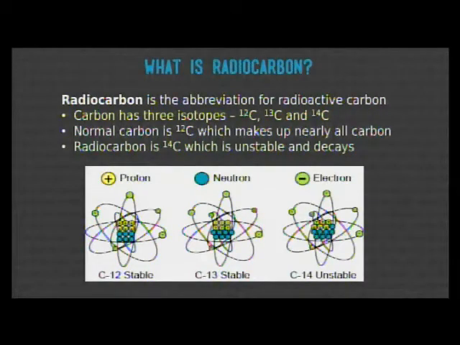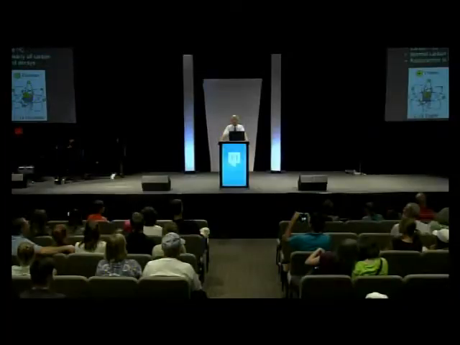Radiocarbon is an abbreviation for radioactive carbon. Carbon has three isotopes, that's three types of atoms: carbon-12, carbon-13, carbon-14. You can see below in the diagram that each of them has 6 electrons and 6 protons, but the neutron numbers are changed. All normal carbon is carbon-12. Radiocarbon is only a very minute quantity of carbon, and it is unstable and it decays.